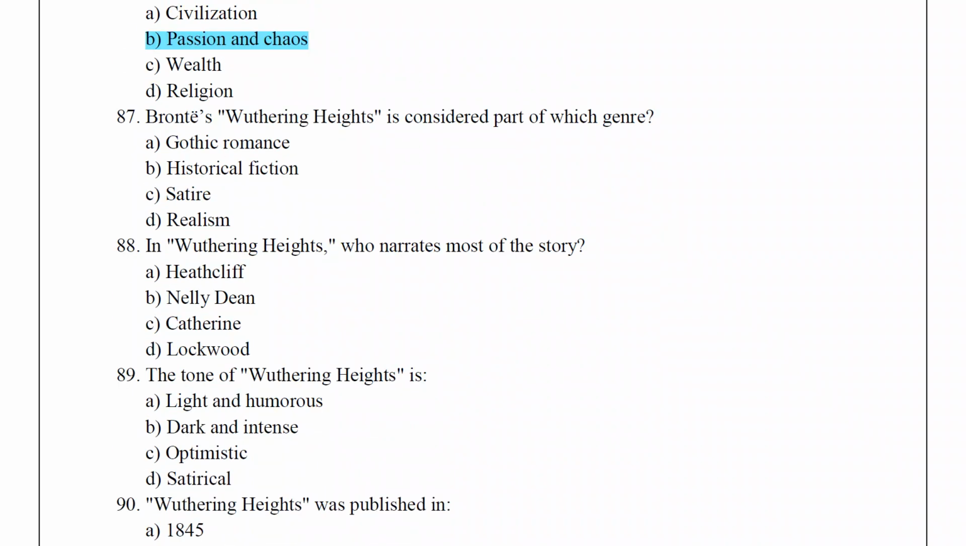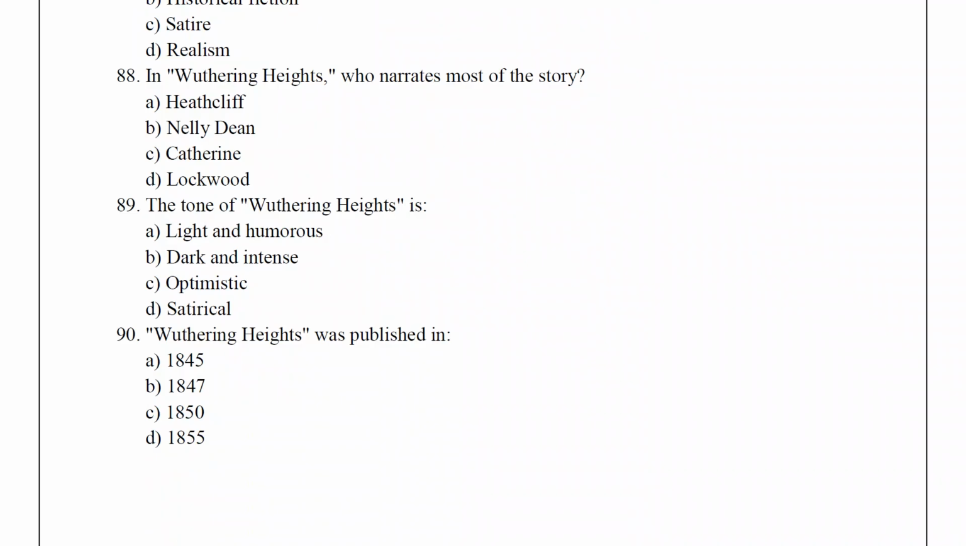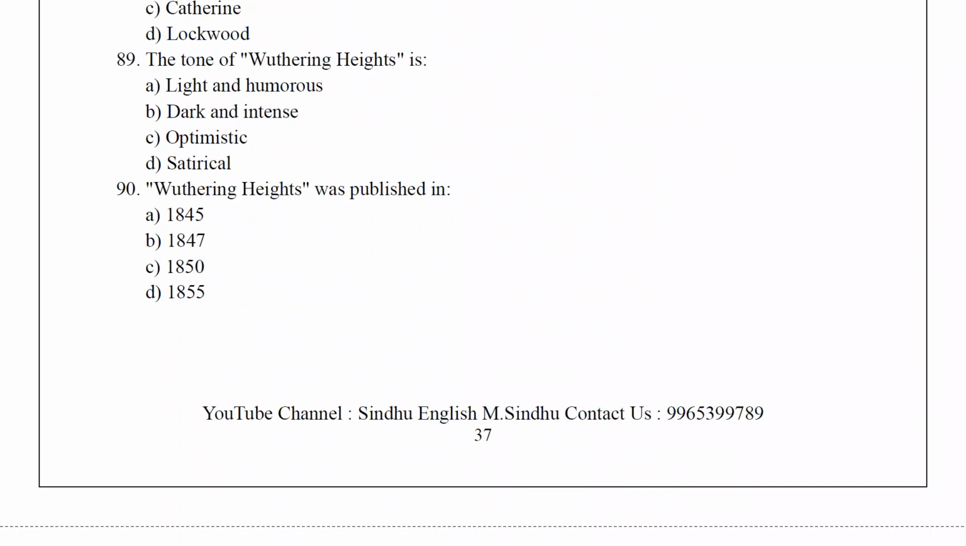Emily Bronte's Wuthering Heights is considered part of which genre? Gothic romance. In Wuthering Heights, who narrates most of the story? Nelly Dean. The tone of Wuthering Heights is dark and intense. Wuthering Heights was published in 1847.